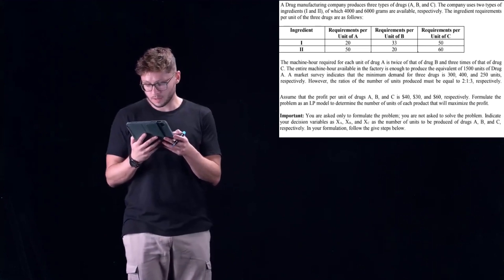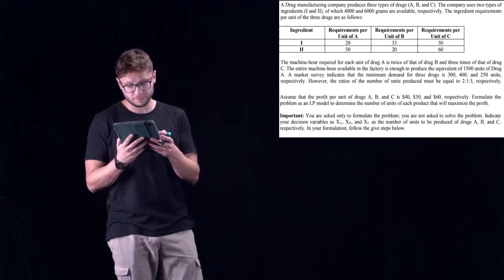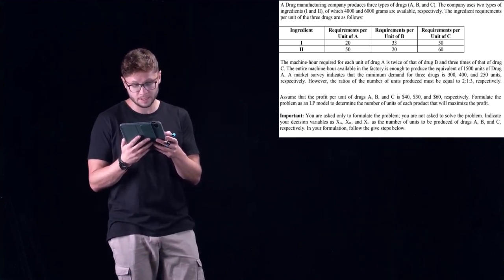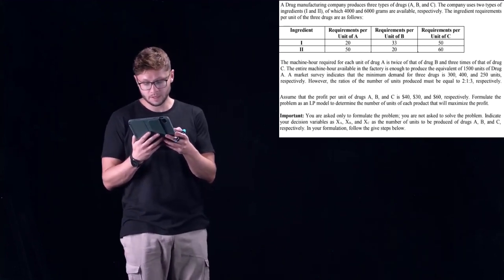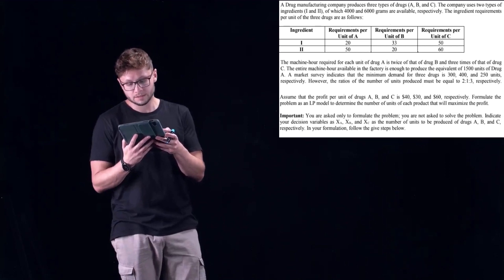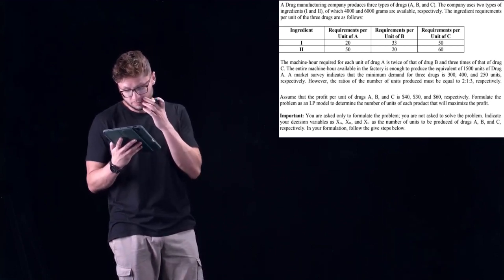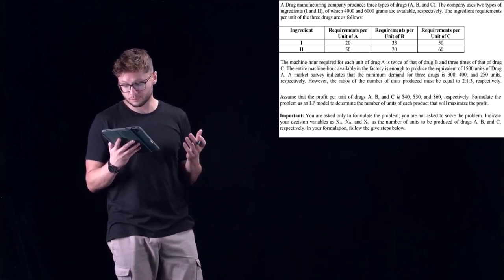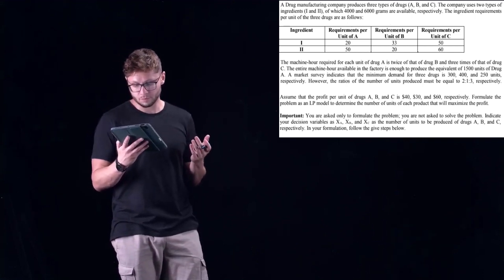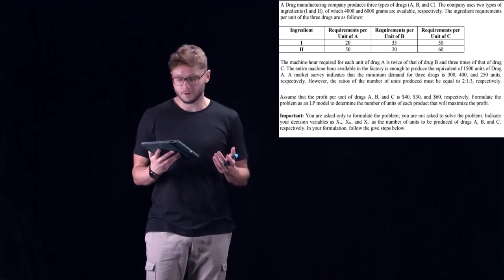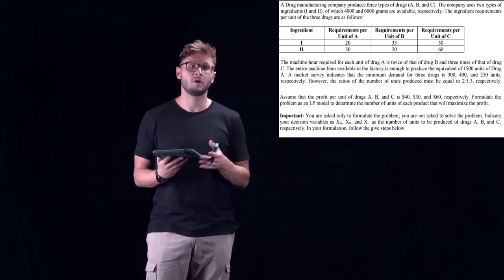So for this problem, they're asking us to assume that the profit per unit of drugs A, B, and C is $40 for A, $30 for B, and $60 for C. Formulate the problem as a linear programming model to determine the number of units of each product that will maximize the profit. Very common industrial engineering modeling problem.